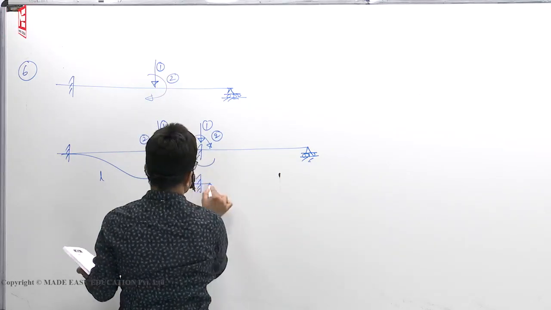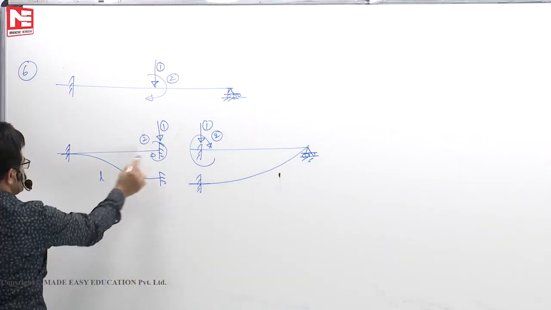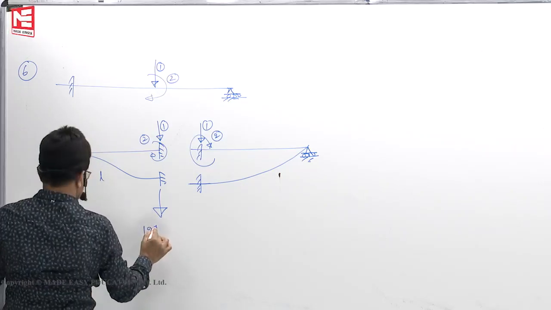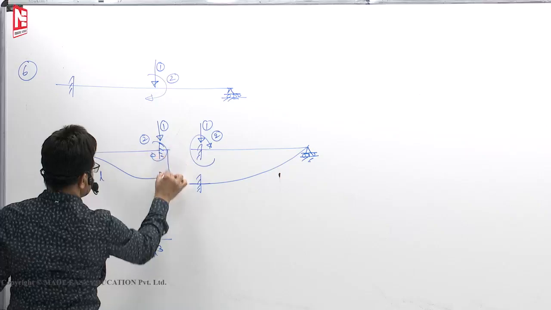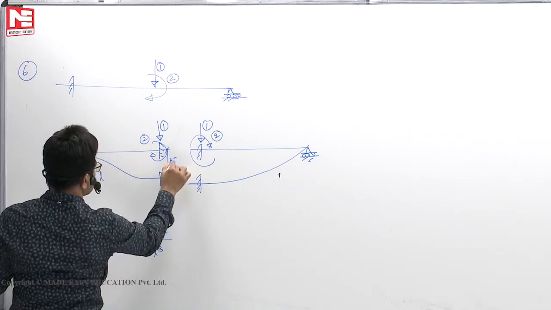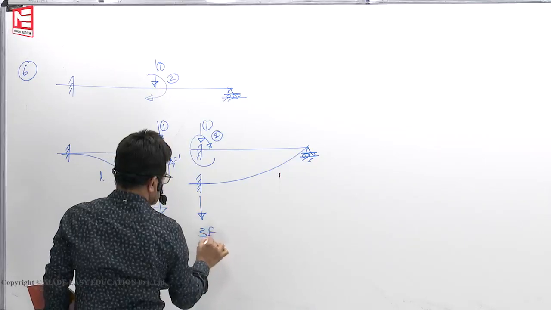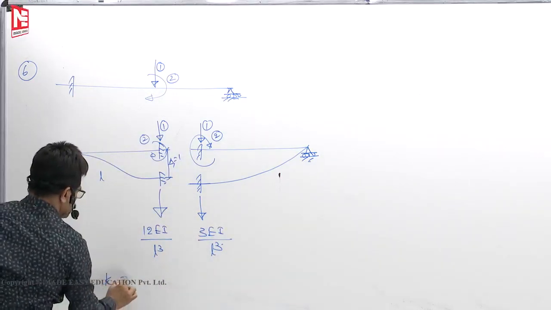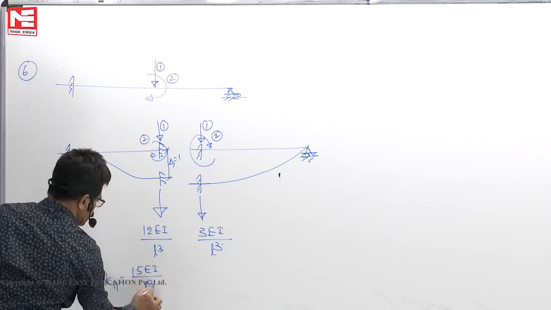Then how will it deflect? Like this. For this one, the force we know is 12 EI by L cube, because this delta is 1. Here also we know, far end is hinge, so 3 EI by L cube. So K11 is 12 plus 3, 15 EI by L cube.